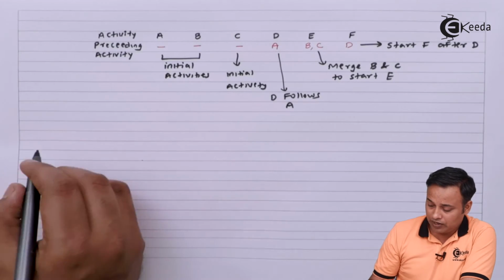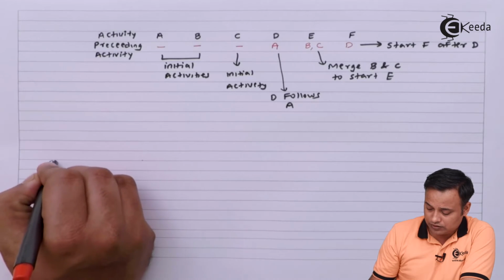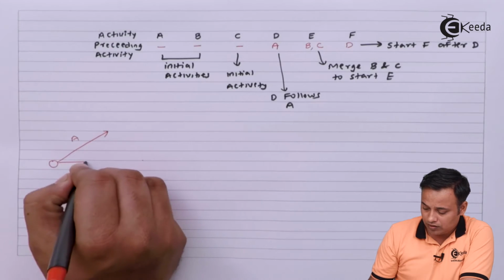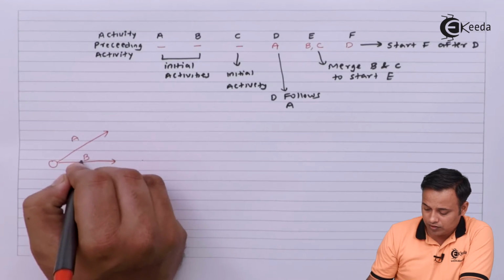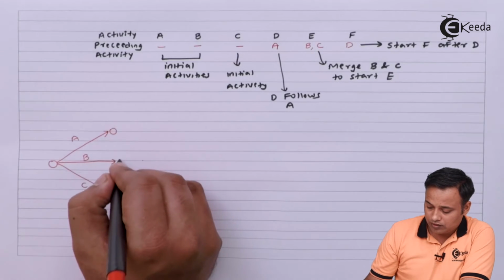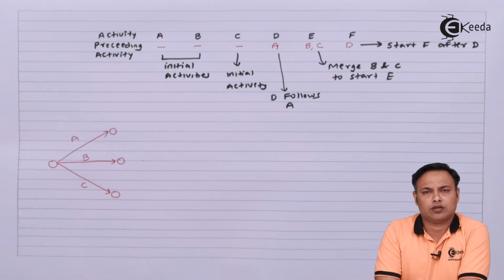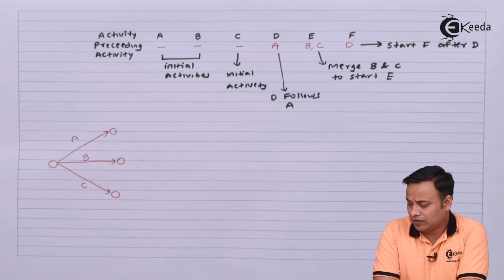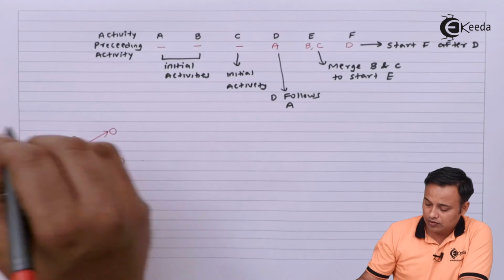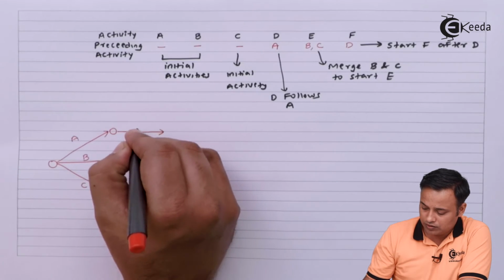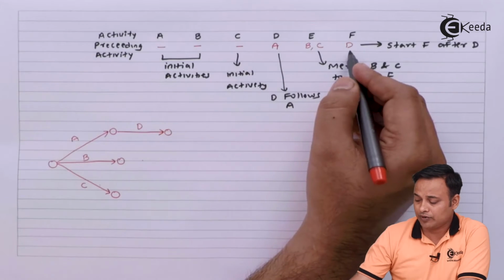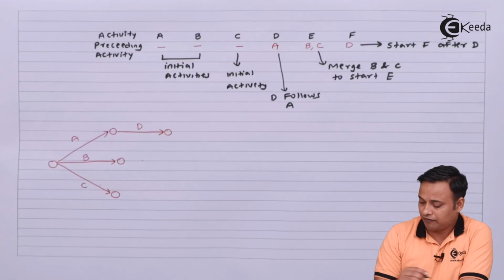In this example we are going to start with three activities: A, B and C simultaneously. Now after completion of A, B and C, I can start with D after completion of A. I started D after A, and after D I started F.